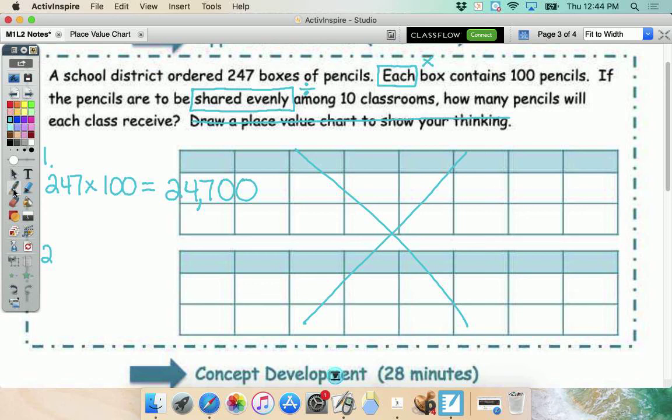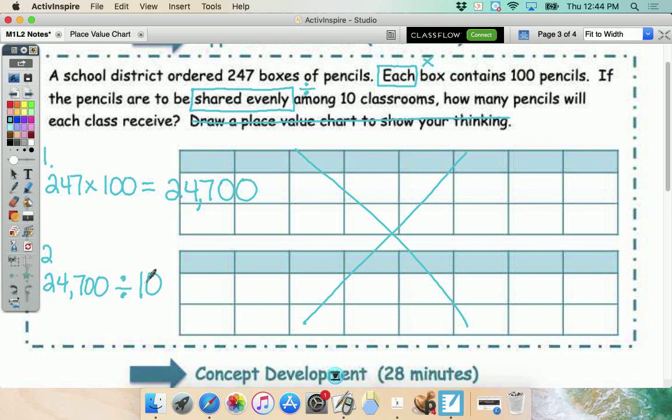That's a lot of pencils. And we're going to share those evenly among 10 classrooms. So now what problem do you think, Helena? I have to go to 24,700 divided by 10. Okay? Go ahead and write that down. I know how to do it. You know how to do it?